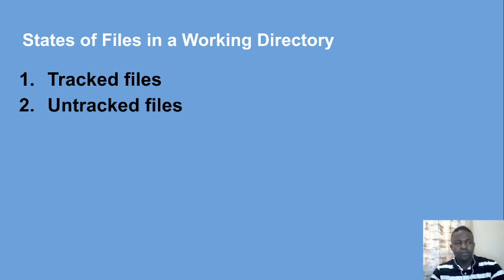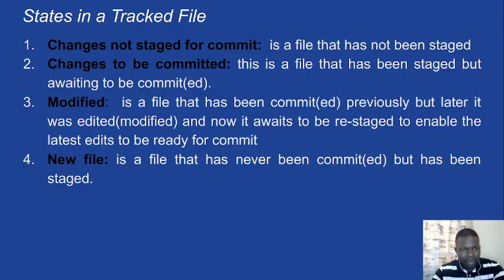States of files in a working directory. You have the tracked files and the untracked files. What are the tracked files? Tracked files are the files that you want Git to monitor changes that are going on within them. What are untracked files? Untracked files are files that you don't want Git to monitor the changes that go on within them. Now let's talk about the states in a tracked file.